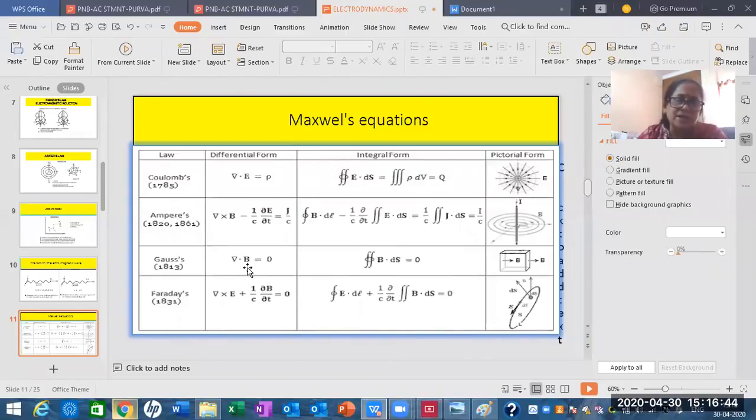But in nature, you cannot find a single north or a single south. North and south cannot be separated. So that is why this says that no monopole exists. So the right hand side is 0. The divergence from a single monopole is 0. That means monopoles do not exist.